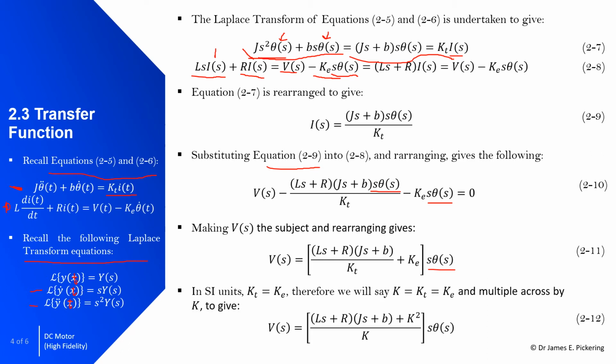And then finally, in SI units, we're going to say k subscript t is equal to k subscript e. Therefore, we're going to effectively say that k is equal to k subscript t is equal to k subscript e, and multiply across by k. If we multiply across by k, it gives us this relationship here. So we've got that plus k squared over k. So this is given by equation 212.